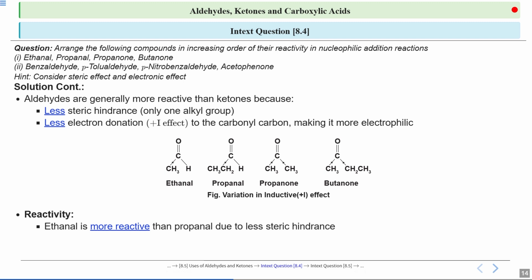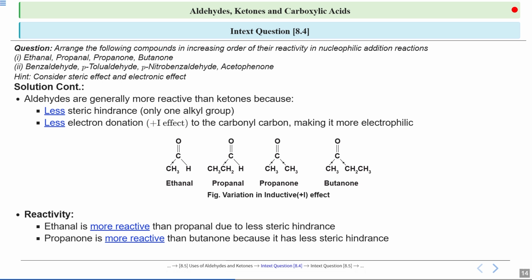And if we compare aldehyde and ketone, we know aldehyde will be more reactive. But when we are comparing two aldehydes, ethanol and propanol, ethanol will be more reactive because in propanol there is steric hindrance because of this ethyl group. And propanol is more reactive than butanol.